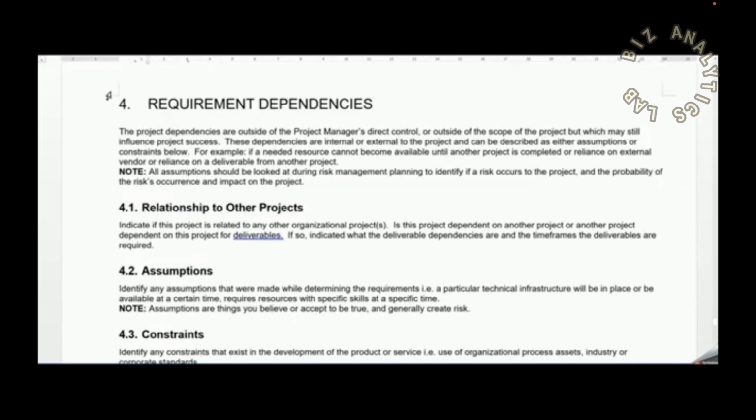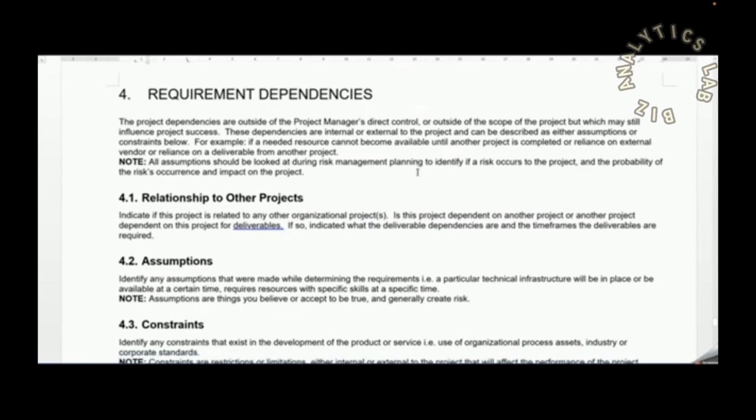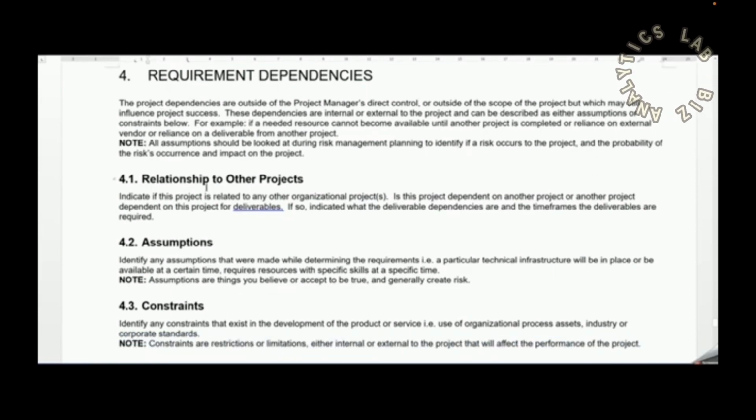And this section under requirement dependencies really focuses on some of the assumptions and constraints and any relationship to other projects that should be taken into consideration. So the reason why requirement dependencies are critical for you to capture is that oftentimes it's outside your direct control, right? It's sometimes outside the project manager's direct control, and sometimes it's outside the scope of the project, but it can still influence the success of the project, right? So these dependencies can be internal or external, right?